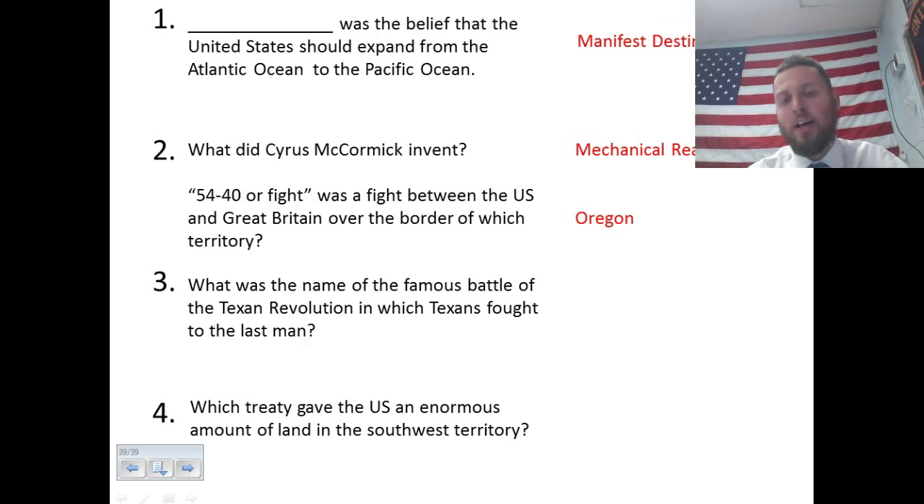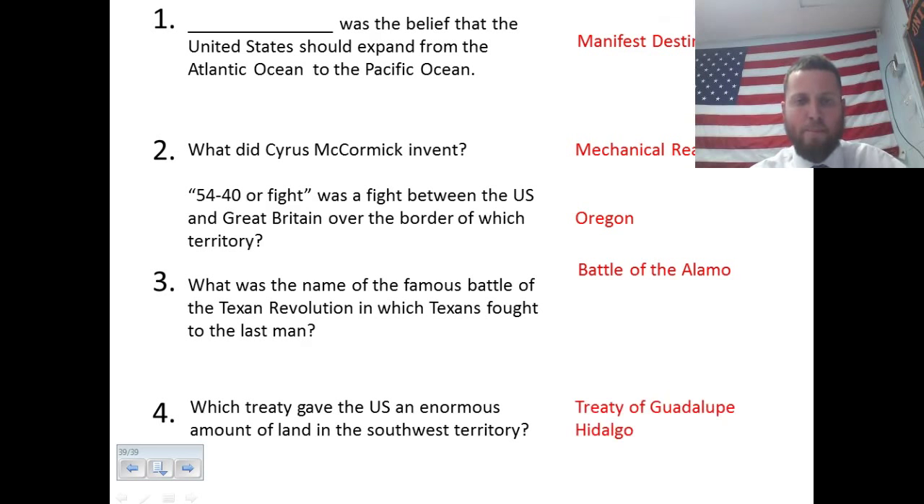Number three: what is the name of the most famous battle of the Texan Revolution in which Texans fought to the last man? Remember the Alamo! The Battle of the Alamo. Number four: which treaty gave the U.S. an enormous amount of land in the Southwest Territory? That is the Treaty of Guadalupe Hidalgo.